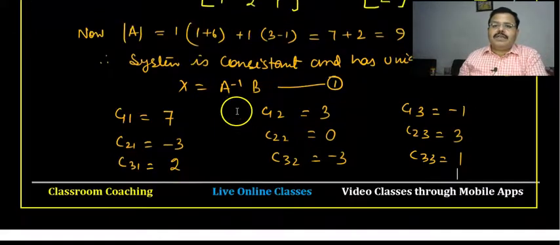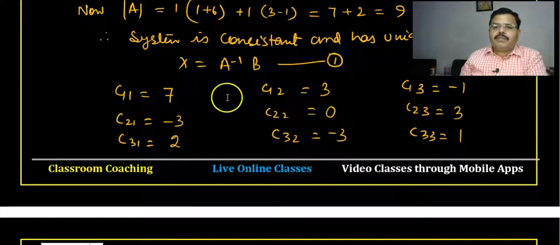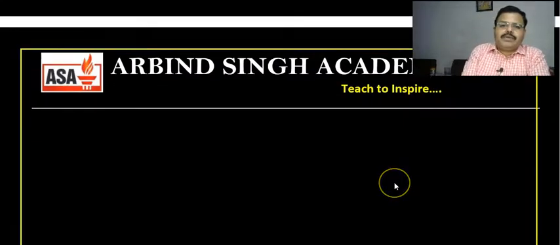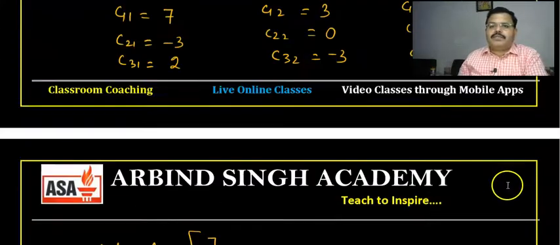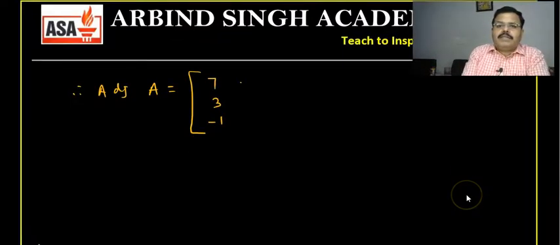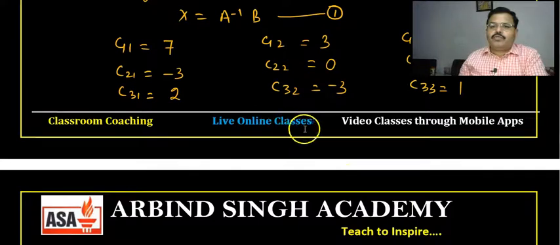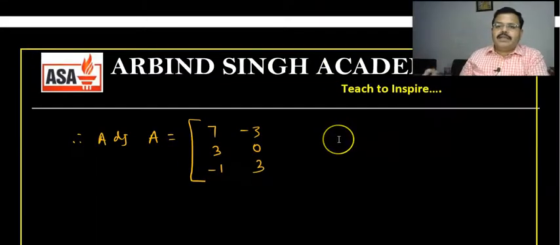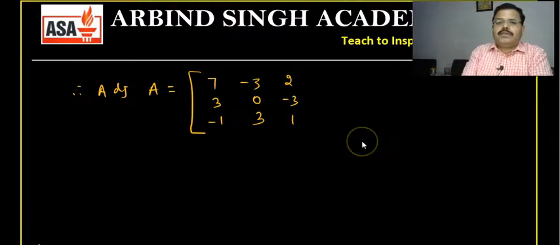So clearly adjoint of A can be written as: in the first row there will be 7, 3, minus 1. Therefore adjoint of A is 7, 3, minus 1 in the first row, and the second row minus 3, 0, 3. And the third row is 2, minus 3, 1. That is third row, third column. So this is what adjoint of A is.